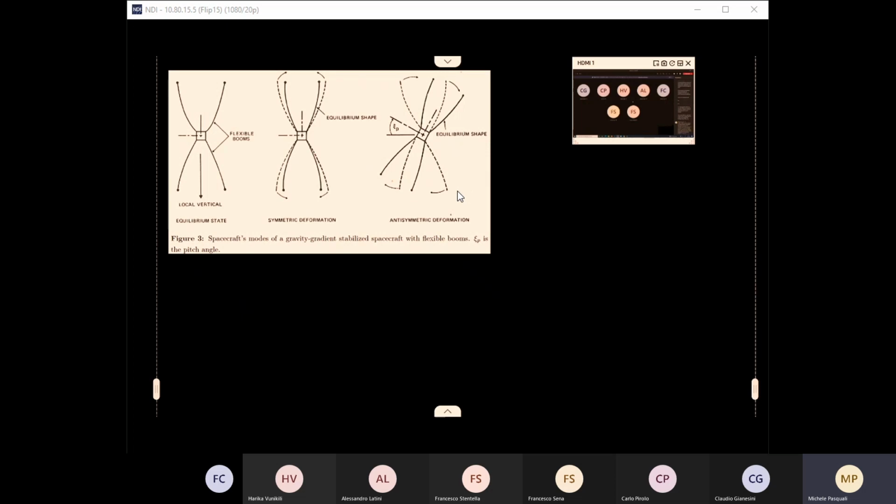Then there is, for example, the magnetic effect. So you know that our spacecraft, if you consider them rotating about the Earth, are typically immersed in a magnetic field.